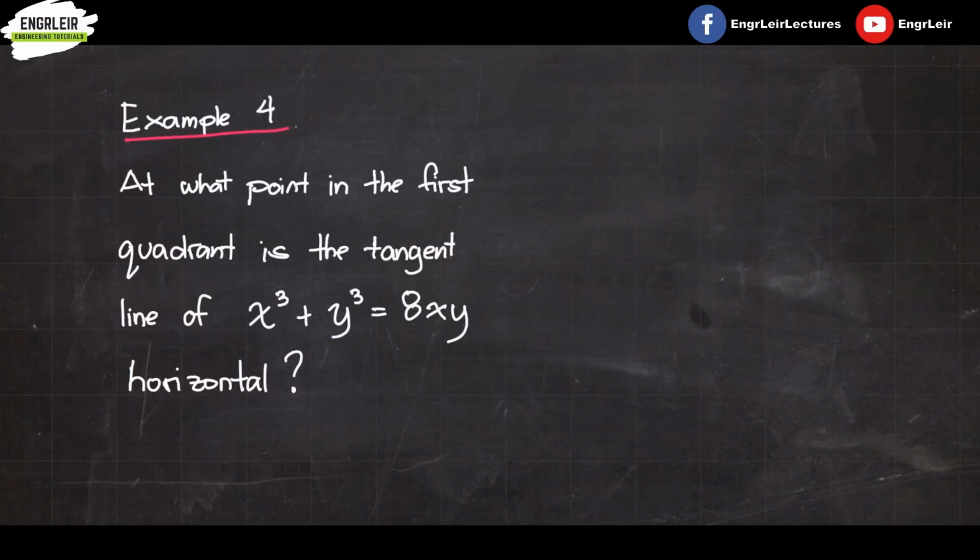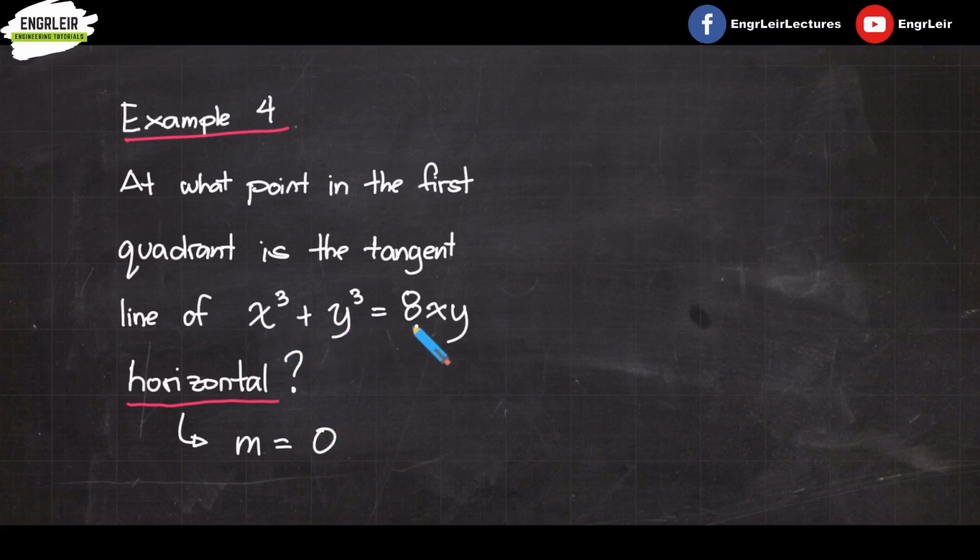Last example for this lesson. Example number 4. At what point in the first quadrant is the tangent line of x cubed plus y cubed is equal to xy horizontal? Now, what does it mean if a line is horizontal? It simply means that our slope would be equal to 0.